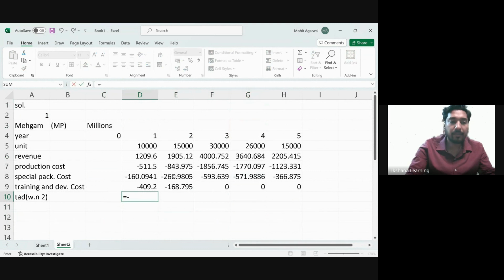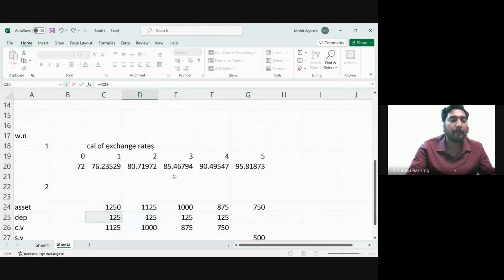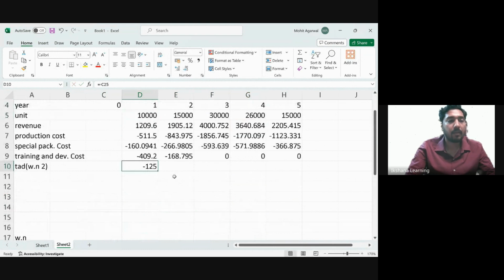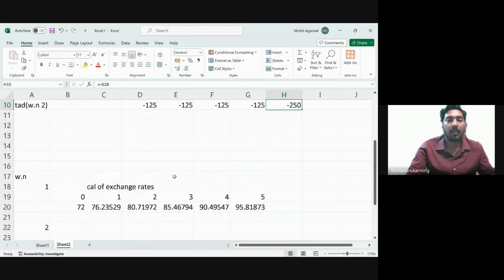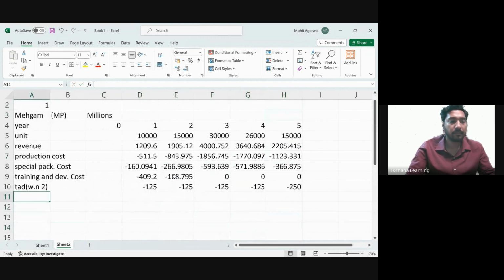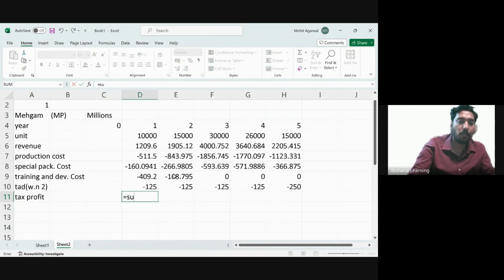So let's simply give the referencing here for the final year. Loss of 250 will generate tax saving. We will add back this balancing allowance, remember. So after adjusting that, now you can calculate taxable profit equal sum. Correct.